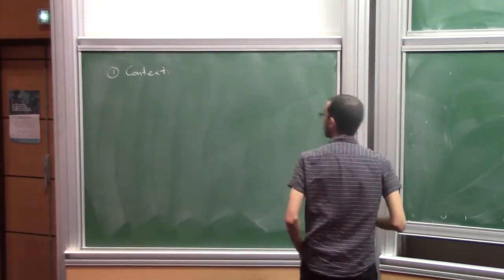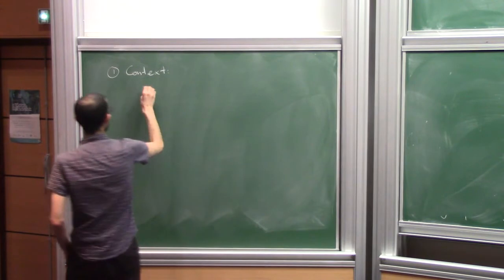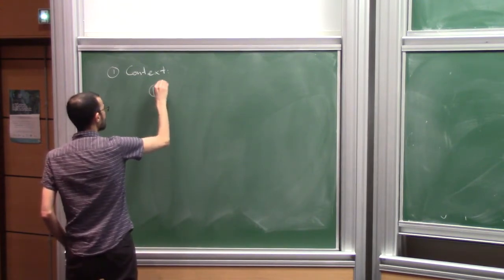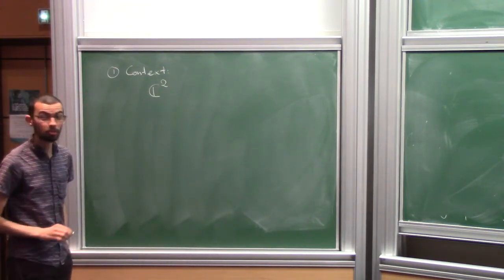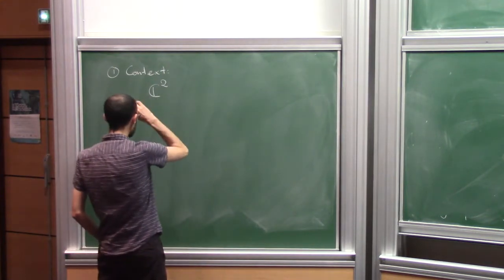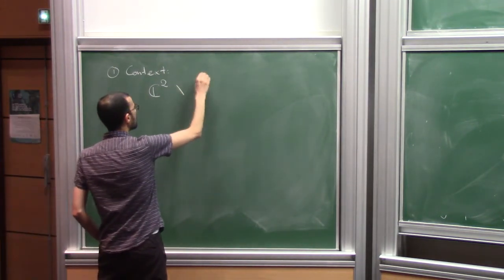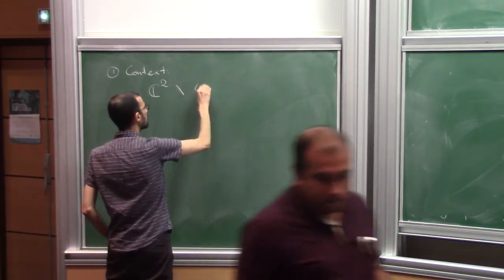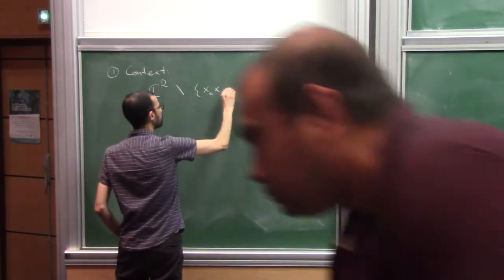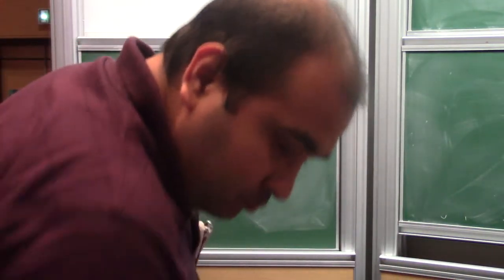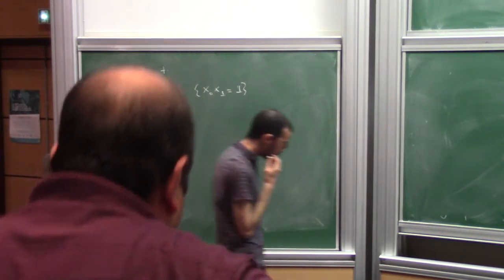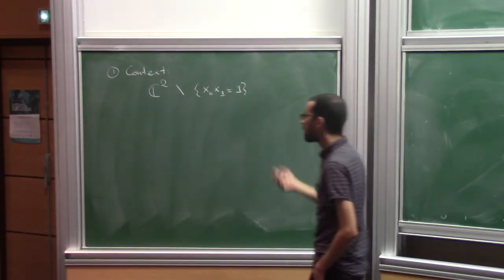slightly diverse audience. So let's consider the space C^2. It's the mirror symmetry for this, but not quite. I'm going to give it coordinates x0 and x1, and I want to remove from it the locus where x0 x1 equals 1. Okay? So this is known to be self-mirror.